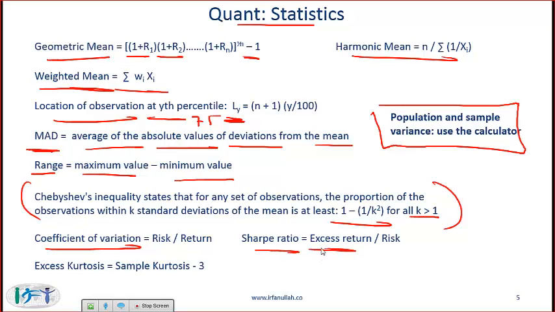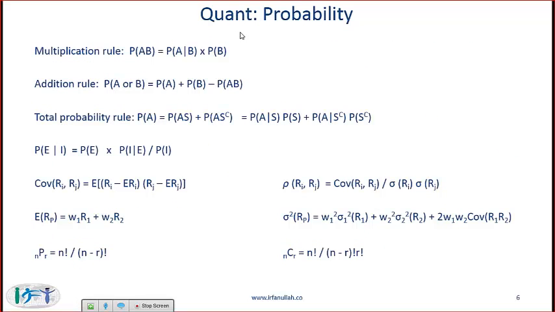Sharpe ratio is excess return, so portfolio return minus risk-free rate, divided by the risk. And then kurtosis of a normal distribution is 3. Excess kurtosis is sample kurtosis, whatever the kurtosis is, minus 3. That's the excess over normal. 3 is normal. Okay, and then probability.